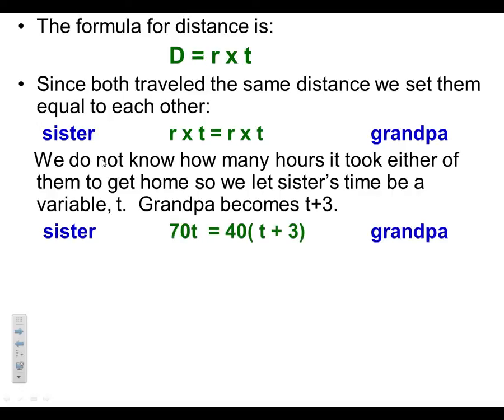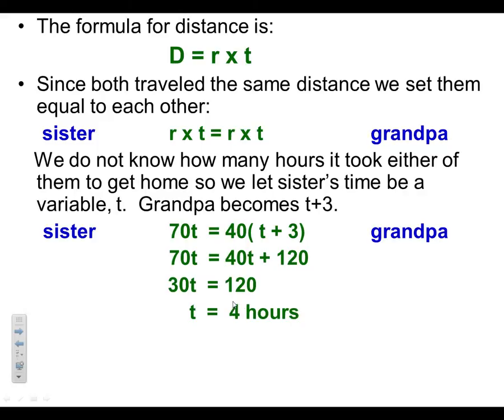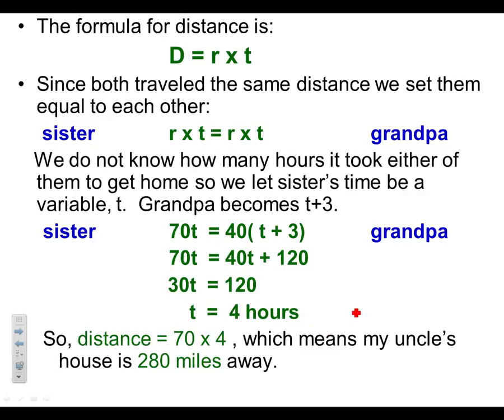So we just put it in there. Sister was 70t equals grandpa's 40 times (t plus 3). Use the distributive property: 70t equals 40t plus 120. Combine like terms: 30t equals 120. Solve for t, so you divide both sides by 30, and we get 4 hours. So we know the time was 4 hours.